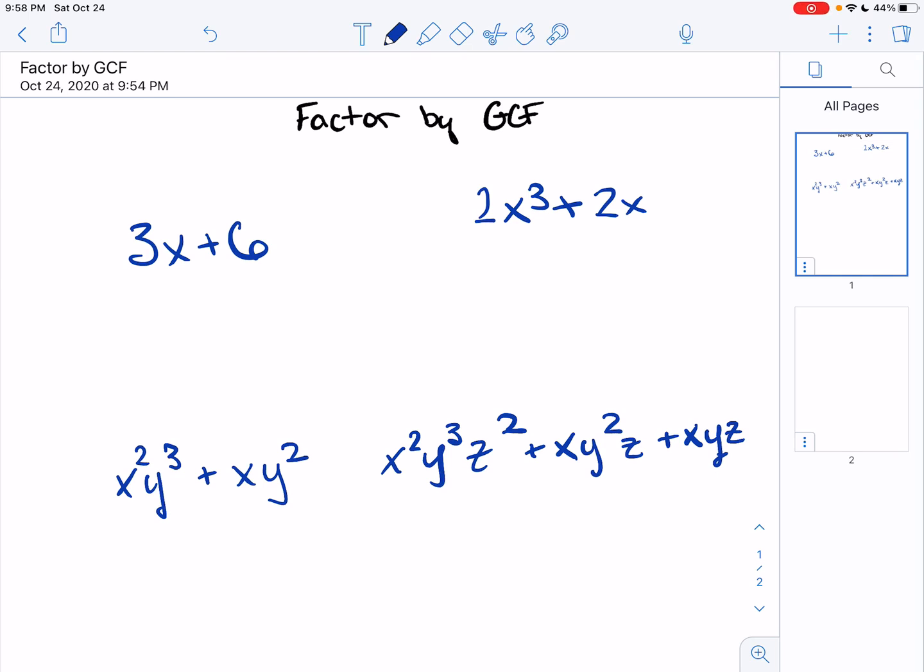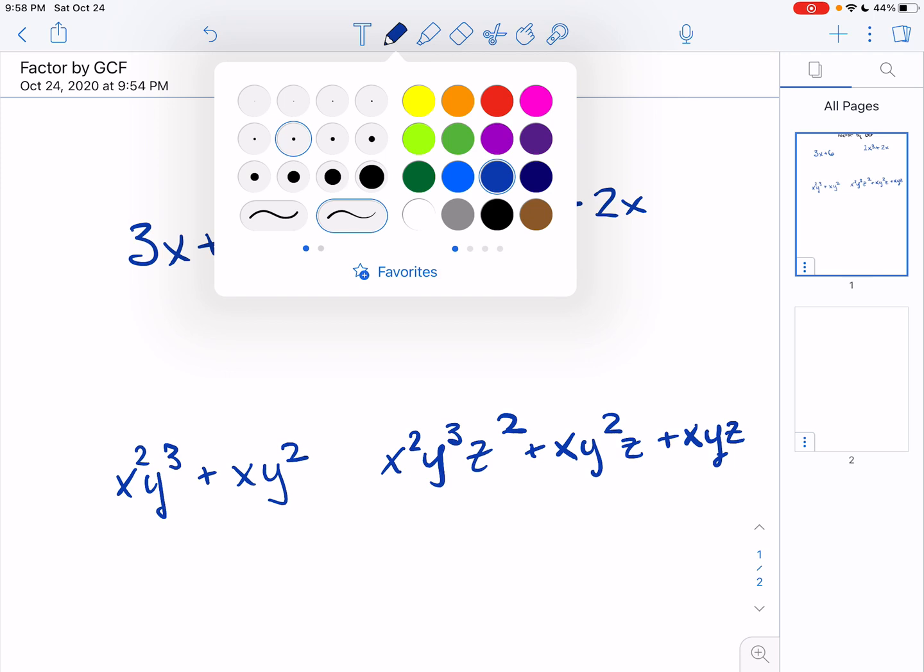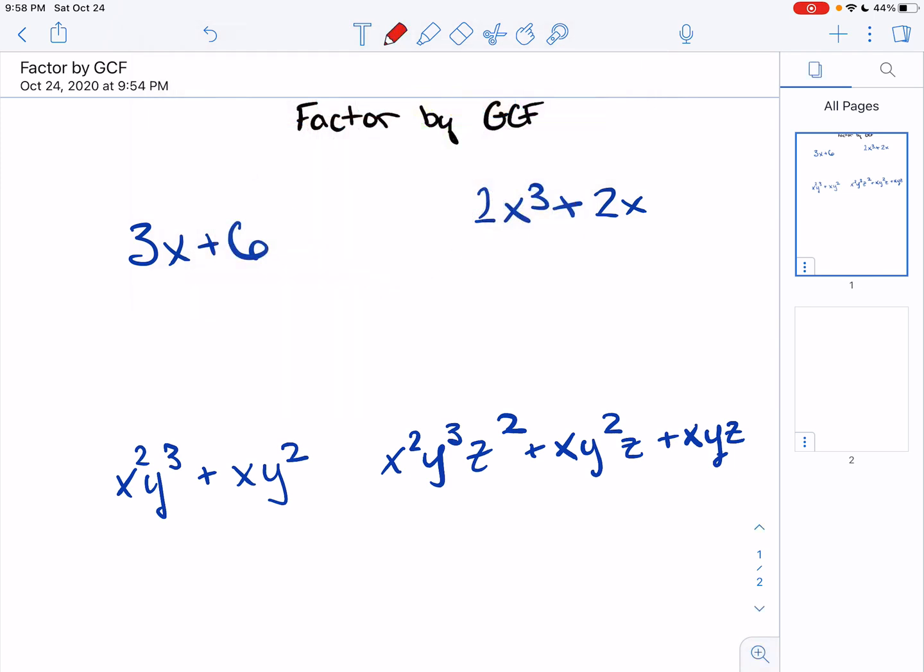In this video, we're going to talk about how to remove a GCF from a polynomial. If you take a look at the first example that we have, 3x plus 6, we need to find the greatest common factor of both of the two terms. So what is the biggest thing we can pull out from both of these terms? The first one is 3x. The second one is 6. The biggest thing is 3. Both terms are divisible by 3.